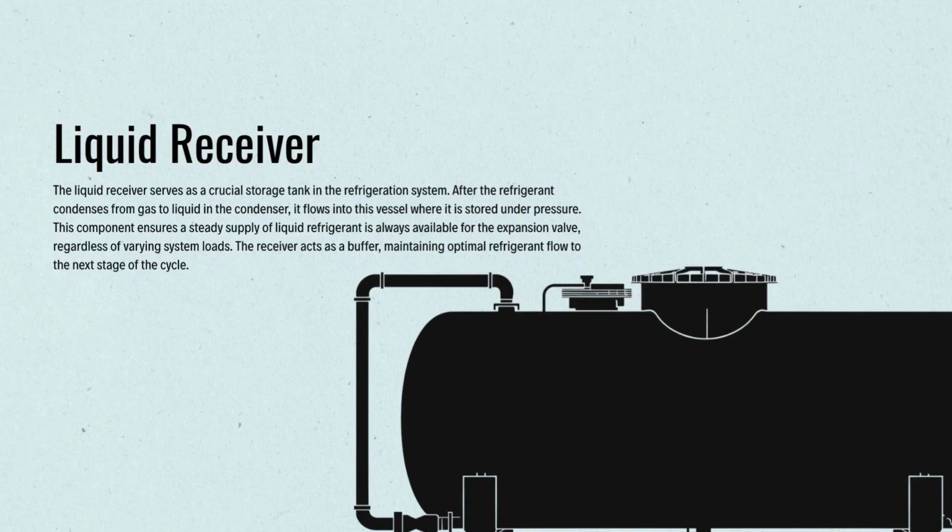Liquid receiver. The liquid receiver serves as a crucial storage tank in the refrigeration system. After the refrigerant condenses from gas to liquid in the condenser, it flows into this vessel where it is stored under pressure. This component ensures a steady supply of liquid refrigerant is always available for the expansion valve, regardless of varying system loads. The receiver acts as a buffer, maintaining optimal refrigerant flow to the next stage of the cycle.